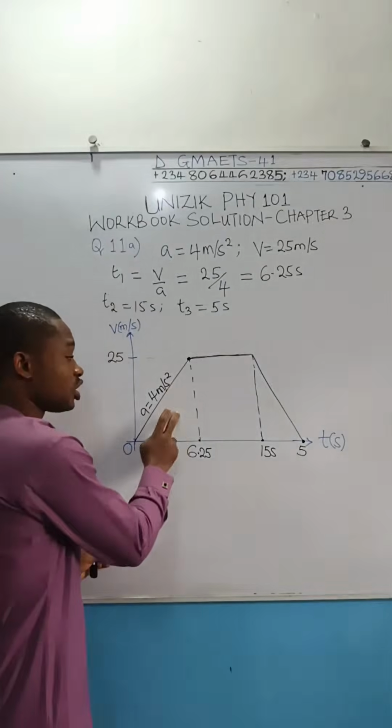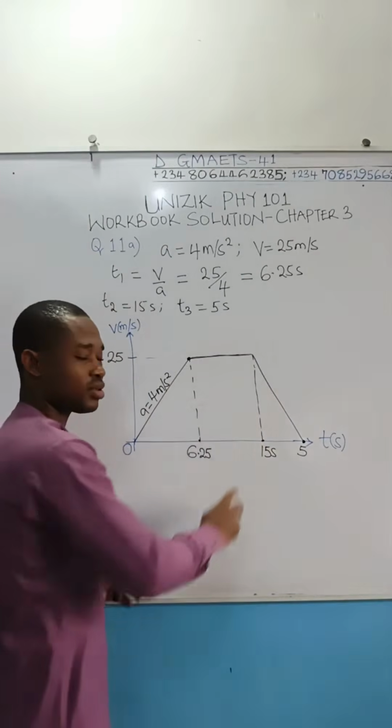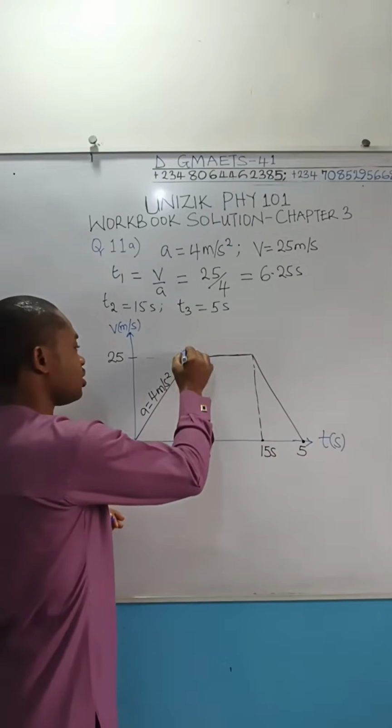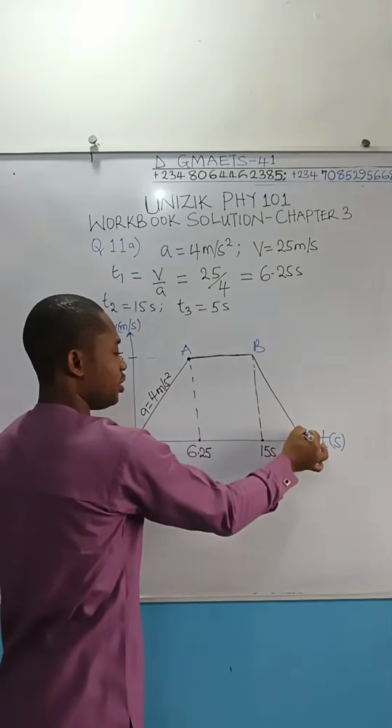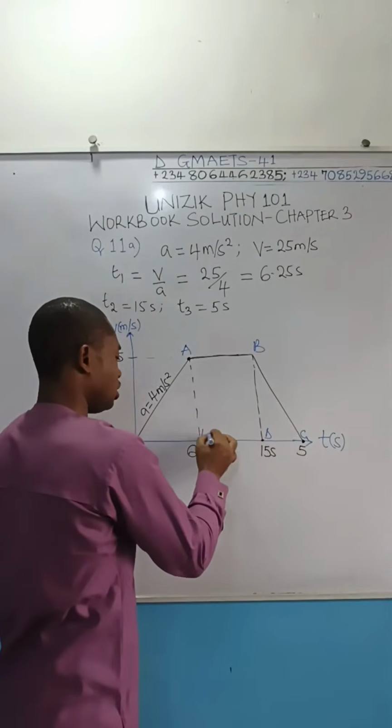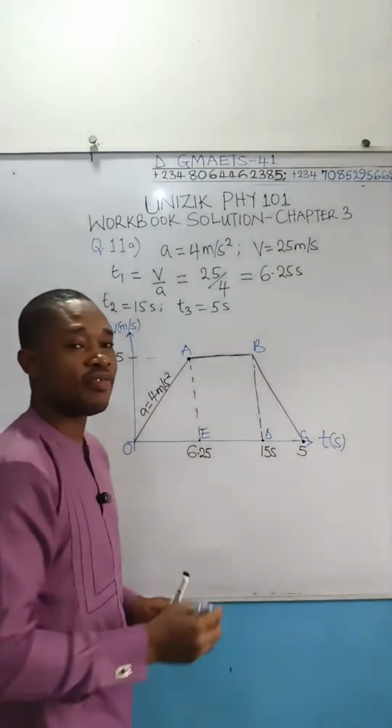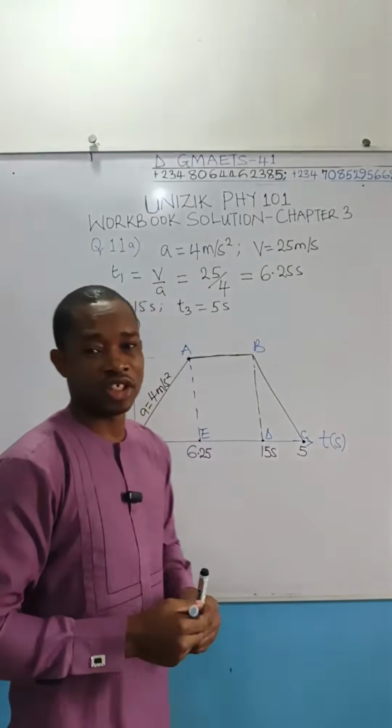So this is the first phase of the journey. This is the second phase. This is the third phase. Are you following, right? You might decide to label these as O, A, B, C, D, E. This is the velocity time graph of the journey.